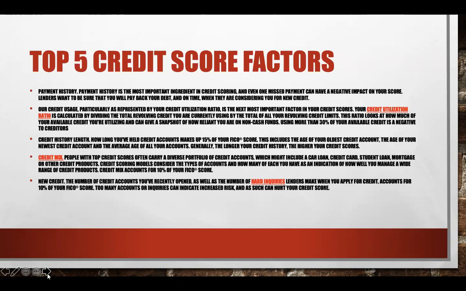But hey, that's a good problem to have. Not having the student loan debt and not having the car debt, for a lower credit score, is not a bad problem to have. And then new credit: every time you apply for a credit card or a loan and you get an inquiry on an account, it can damage your credit score. The number of credit accounts you've recently opened, as well as the number of hard inquiries, account for 10% of your FICO score. So too many accounts or inquiries can indicate increased risk, and as such can hurt your credit score.